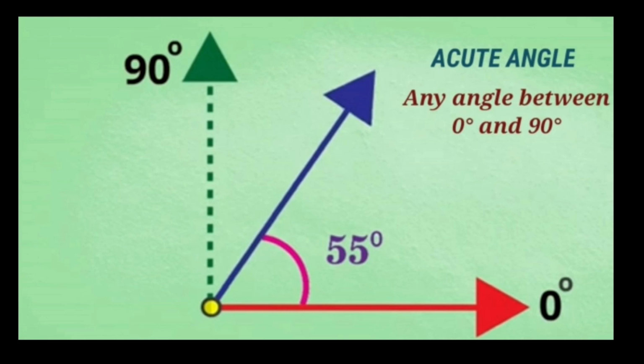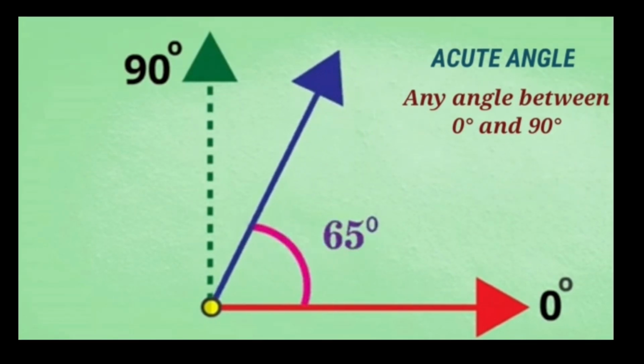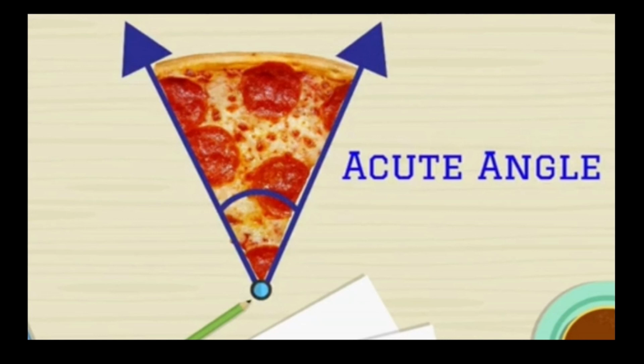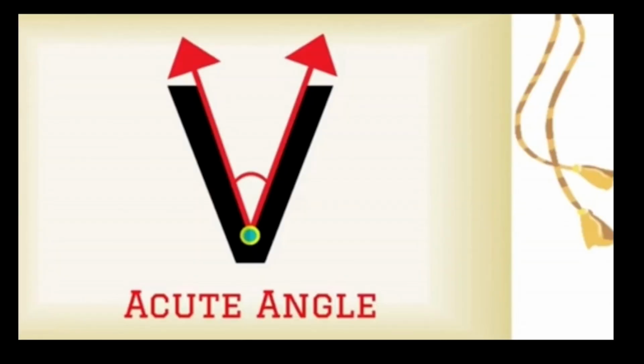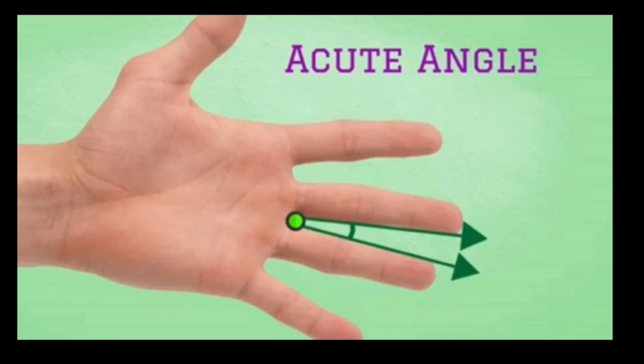Acute angle. Any angle between 0 degree and 90 degree is called an acute angle. Suppose we have 45 degree, 55 degree, 65 degree, then these angles are called acute angles. If we look at a slice of pizza, it forms an acute angle. The angle formed between the two slanting lines of the letter V is also acute. Look at your hand. We can find an acute angle between two adjacent fingers.